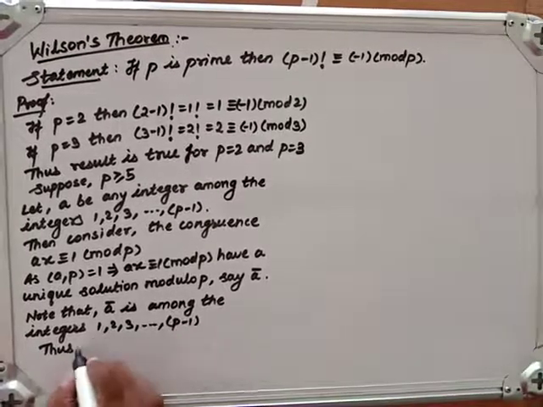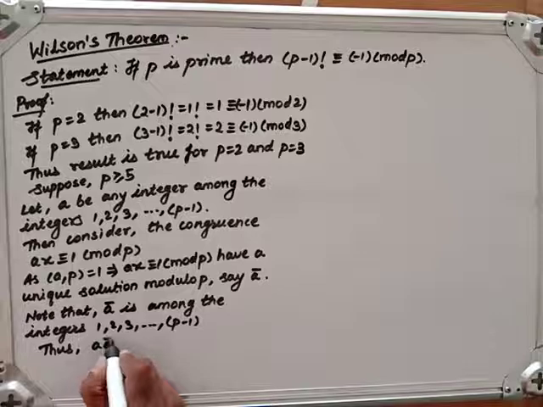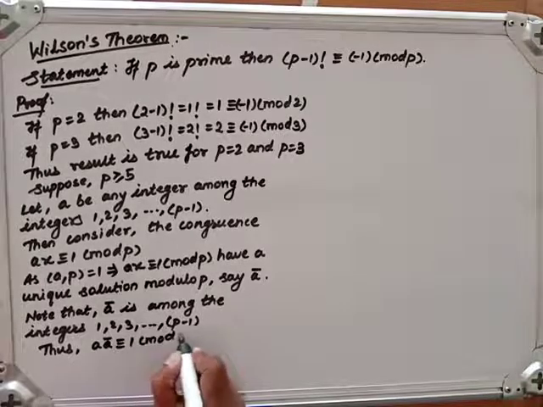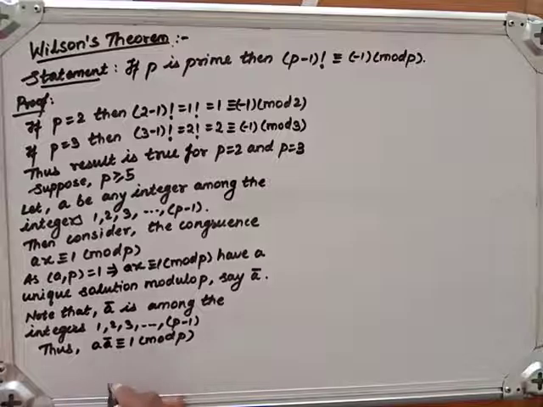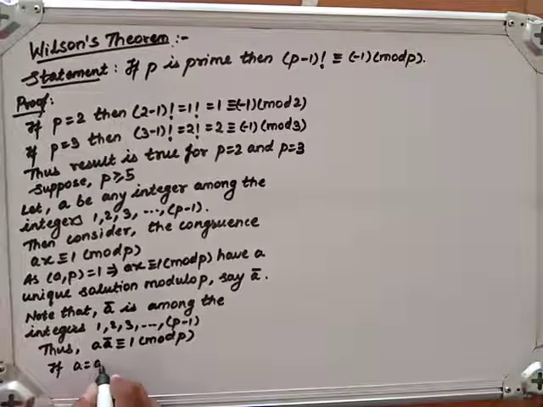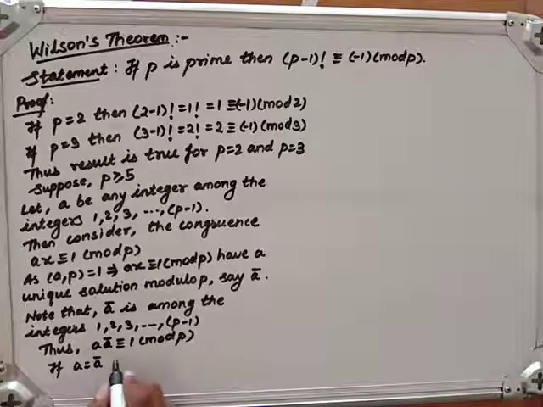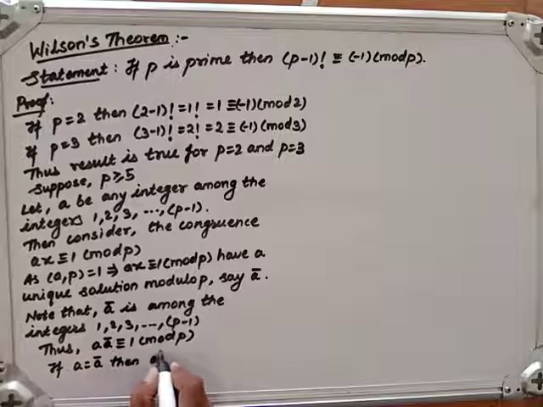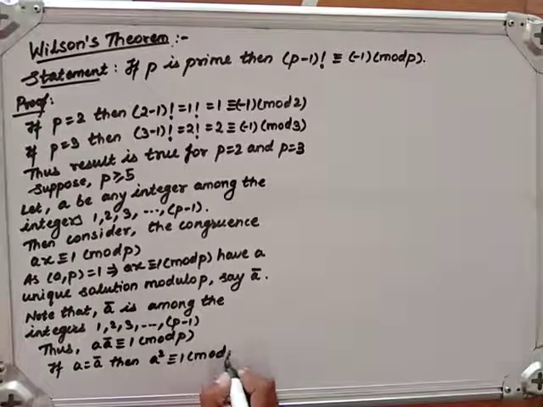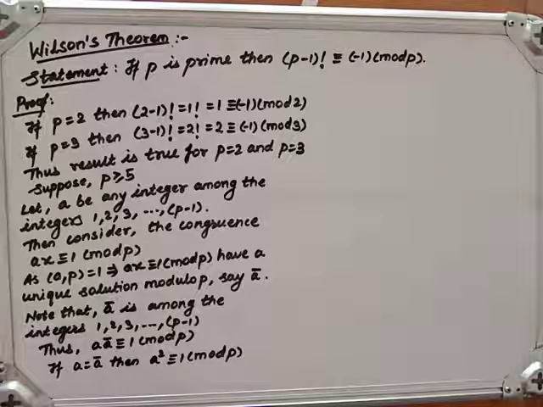Thus a into a bar congruence to 1 modulo p. Now if a equals a bar, if they are the same, then this will become a square congruence to 1 modulo p.